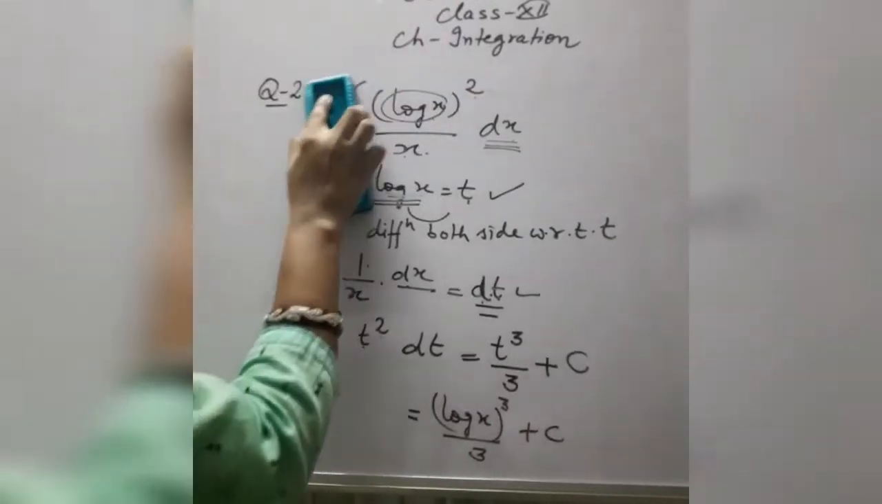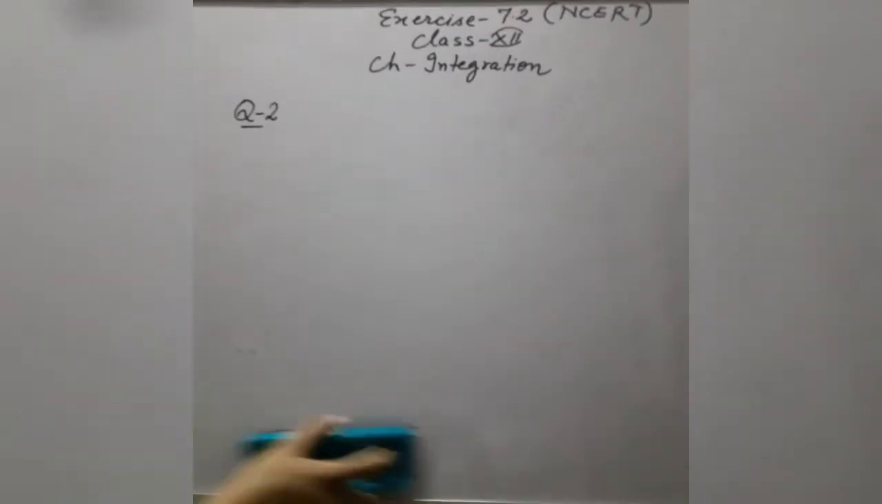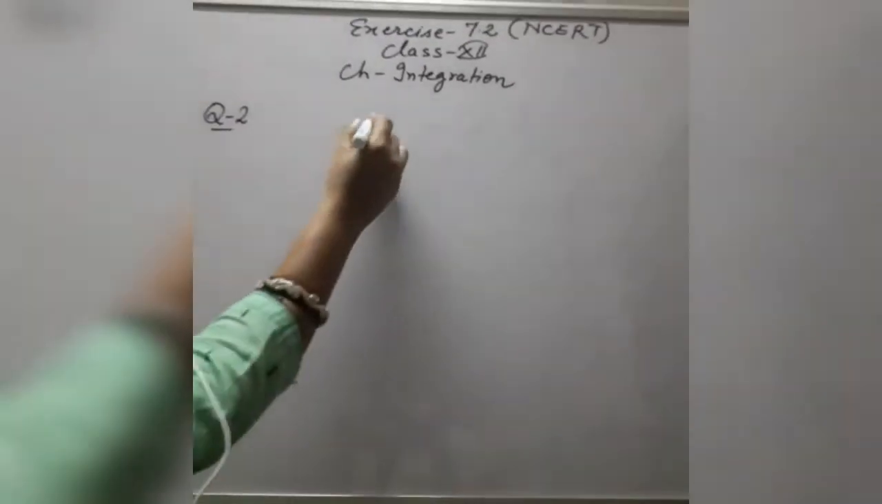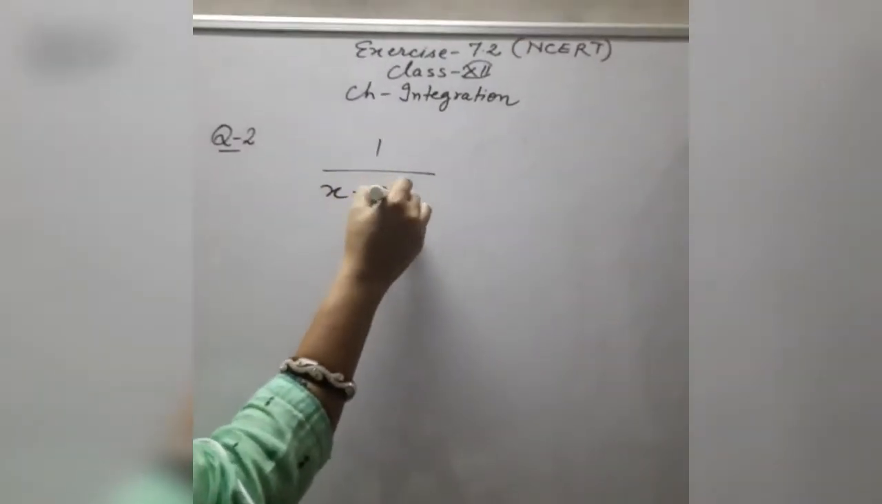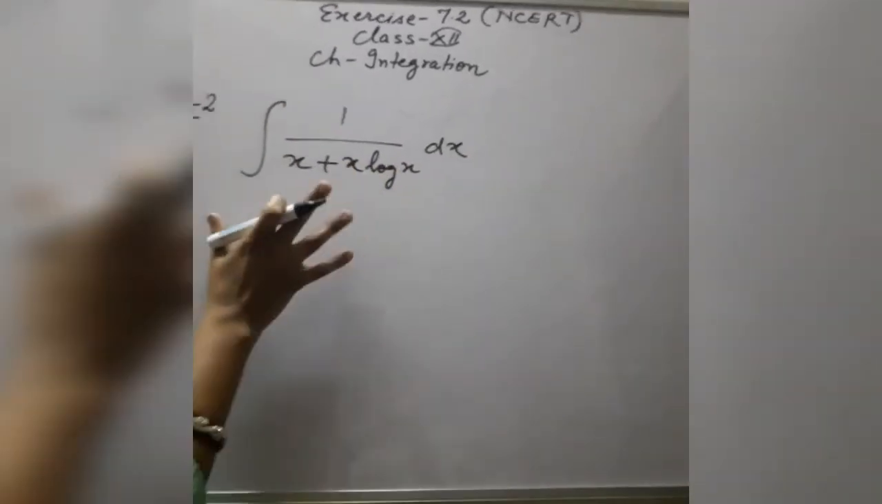Now see question number 3. In the third question, the function is 1 by x plus x log x. Now what is t in this case?